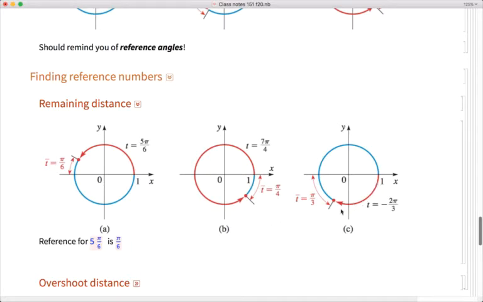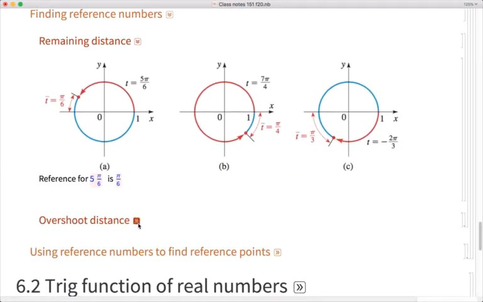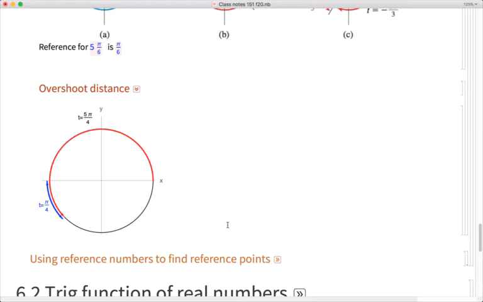If we go in the negative direction, negative 2 pi over 3, this means we're traveling clockwise. The additional distance that we needed to travel was pi over 3. So that's the reference number here. Not negative pi over 3, but pi over 3. And for the overshooting possibility, if we look for the reference number for 5 pi over 4, we went past the x-axis. So the reference number here, oh, I should have had a t bar on this, is pi over 4. That's the distance along the unit circle to get back to the x-axis.